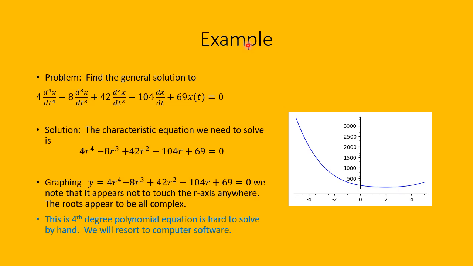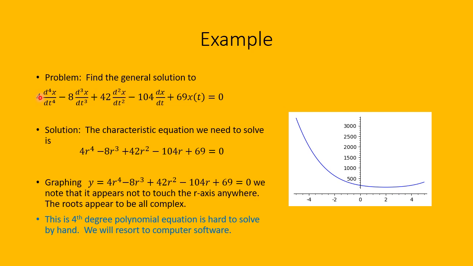Let's look at another example. Let's consider the following problem. Find the general solution to 4 times the 4th derivative of x with respect to t minus 8 times the 3rd derivative of x with respect to t plus 42 times the 2nd derivative of x with respect to t minus 104 dx/dt plus 69 x of t equals 0. So this is a constant coefficient linear homogeneous differential equation.